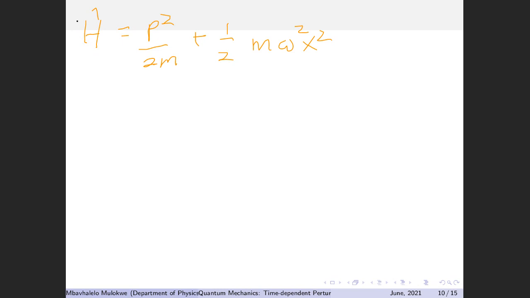Remember that for this type of thing, what you need is e to the i H t over h bar acting on the operator, e to the minus i H t.